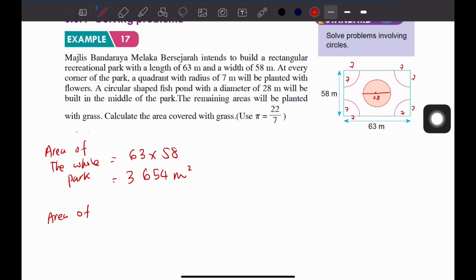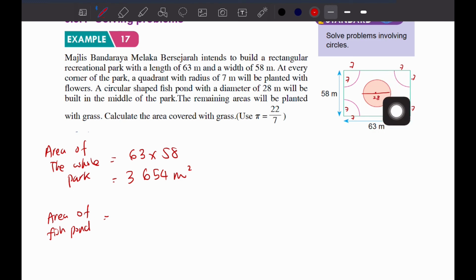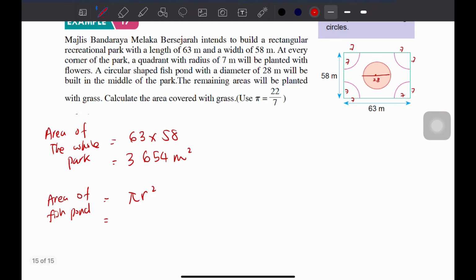Next, let's calculate the area of the fish pond. This is a circle, right? So pi r square. Pi is 22 over 7 times radius. Radius is half of the diameter, so 28 divided by 2 is 14. So times 14 square. You will get 22 divided by 7 times 14 times 14, which is 616.